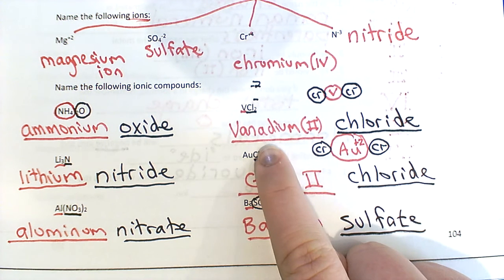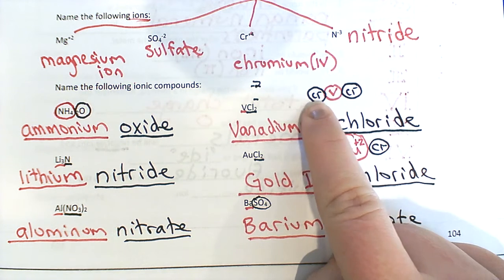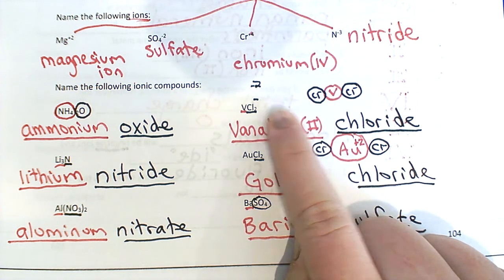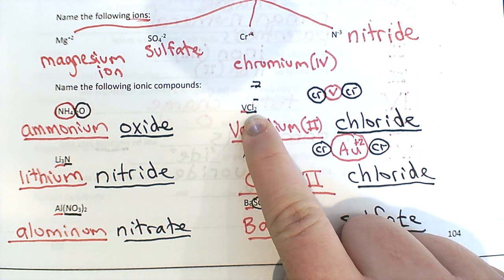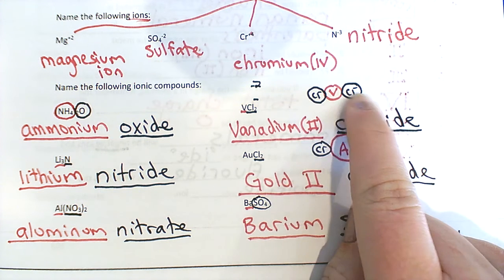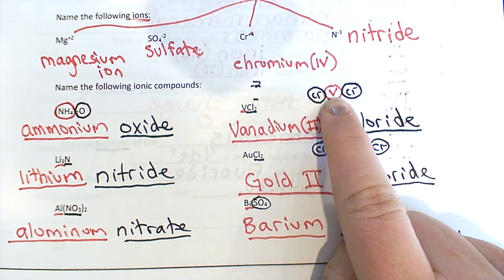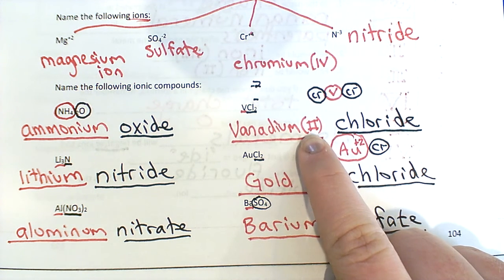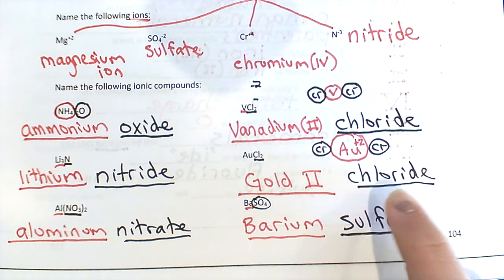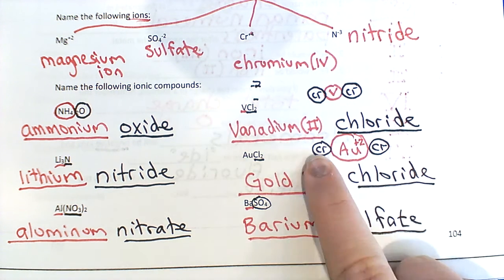Vanadium is a transition metal, so we had to figure out what its charge was. To do that, we had to know from the last chapter that chlorine will be -1. So if I have two -1s and one vanadium between them, it's got to be worth +2 to compensate for that. And then chloride, again, is -1.